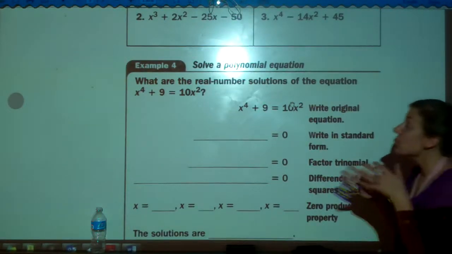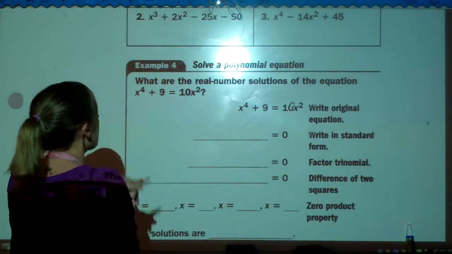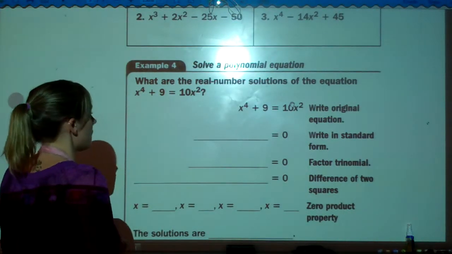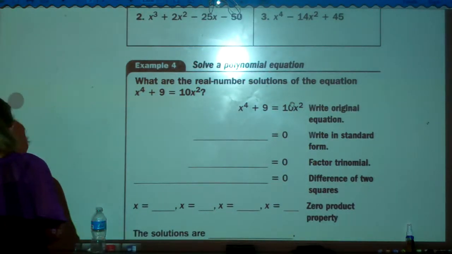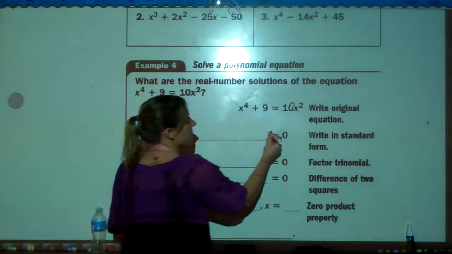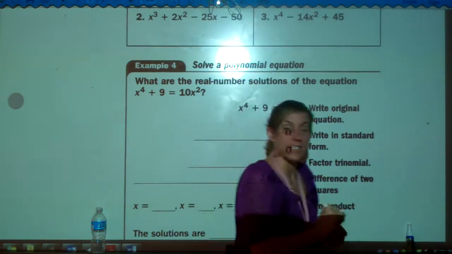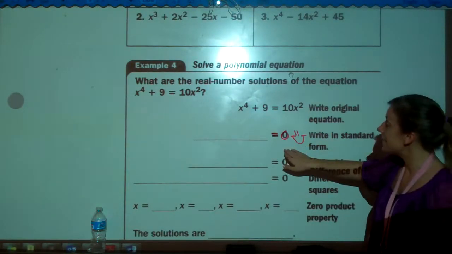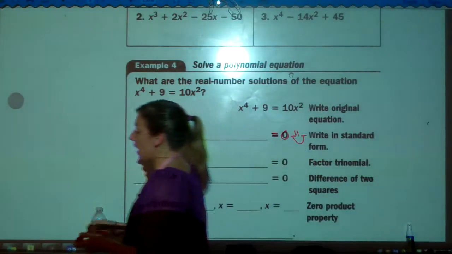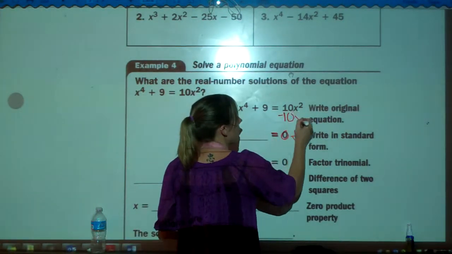Okay, we are solving again, but now the factoring just has a little bit more depth to it. So what are the real number solutions of the equation? Just like in lesson 4.3, we have to get this equals 0. Remember, that's what we want. We want equals 0, that's standard form. So in order to get a 0 over here, we need to subtract our 10x squared to the other side.